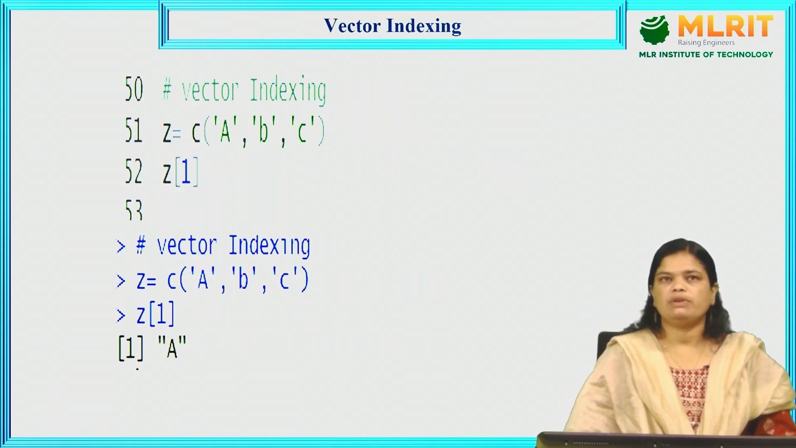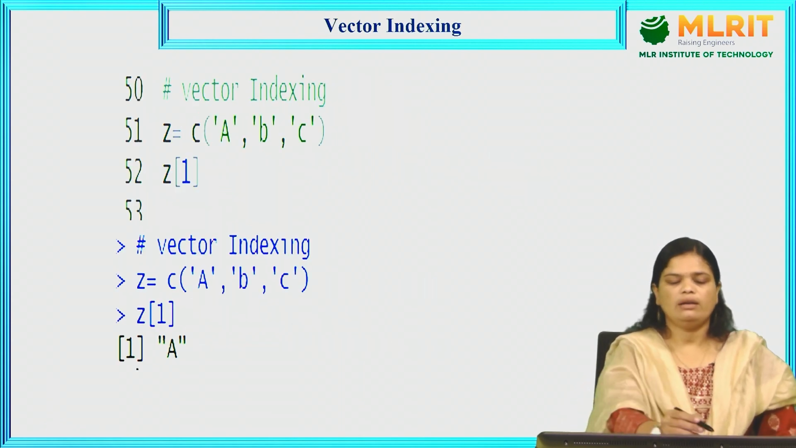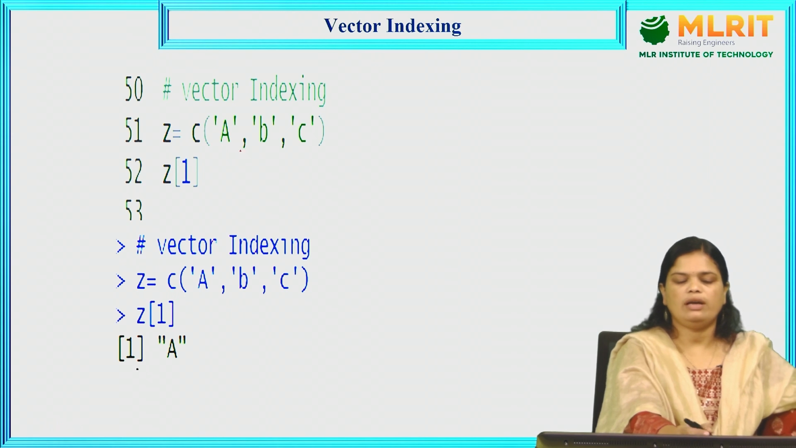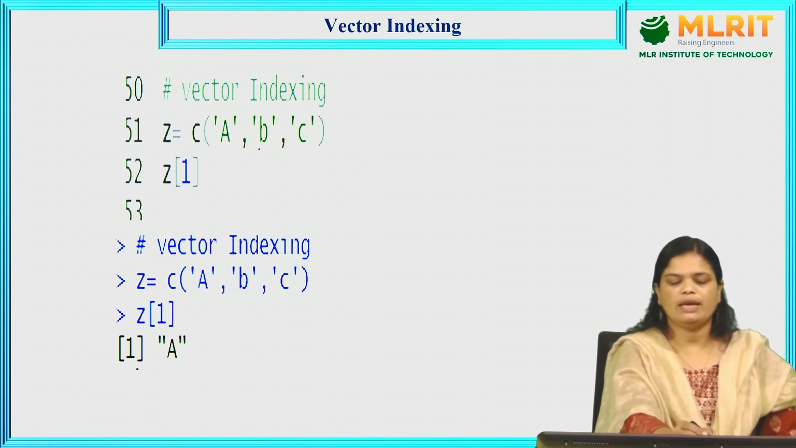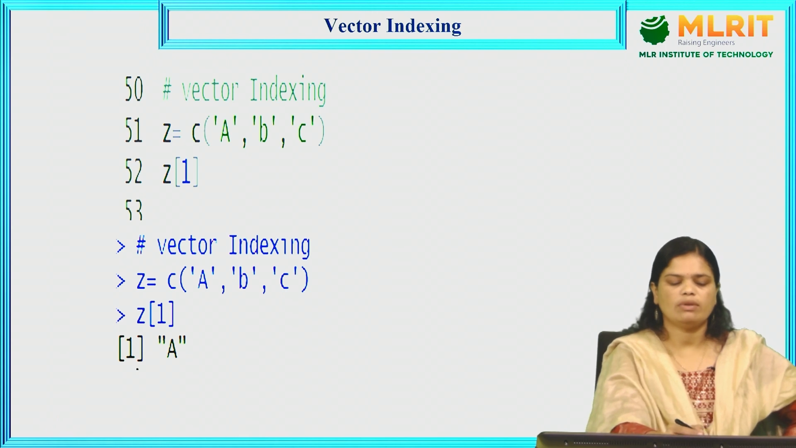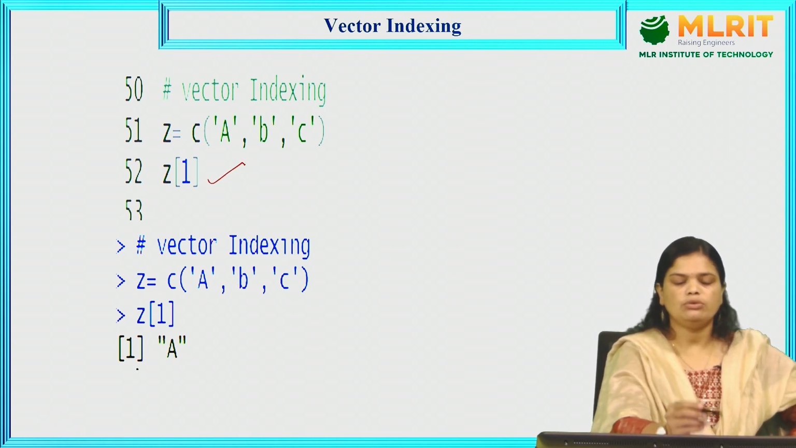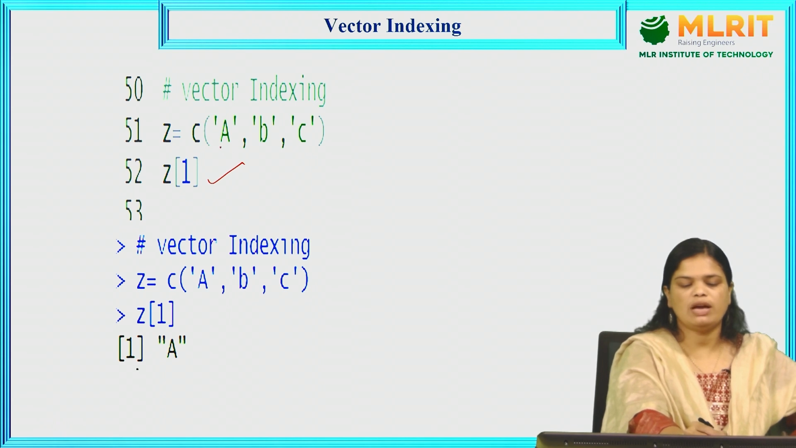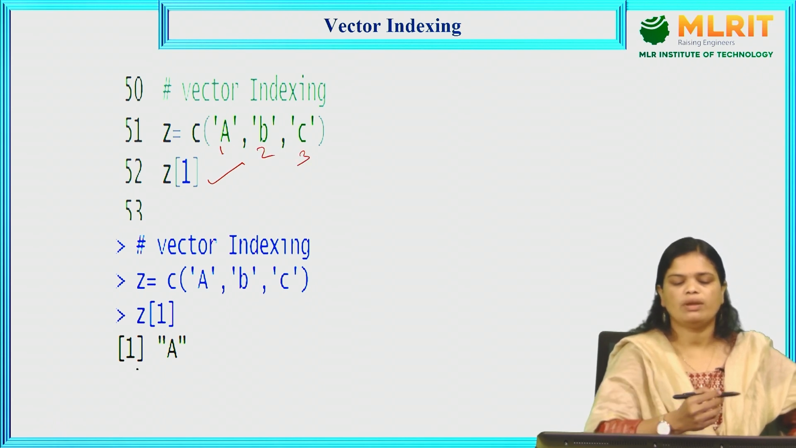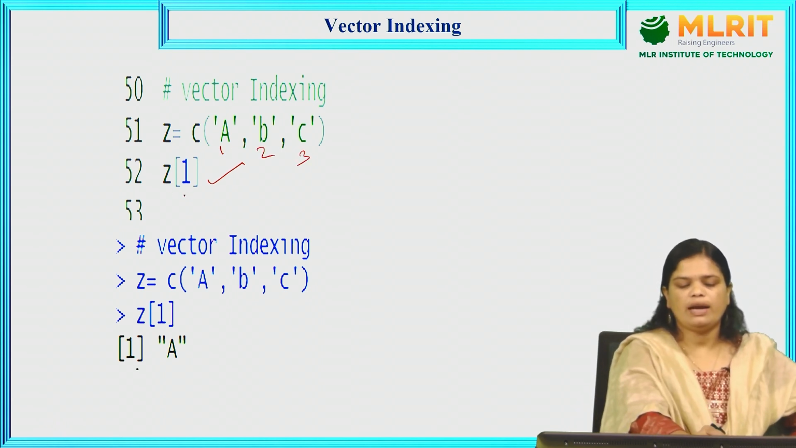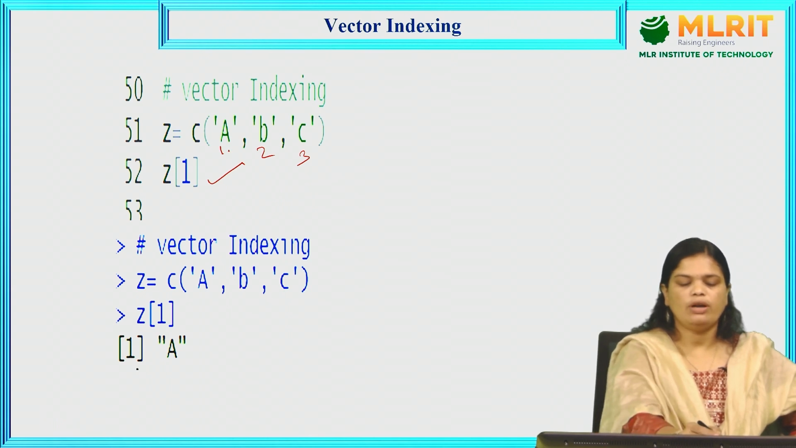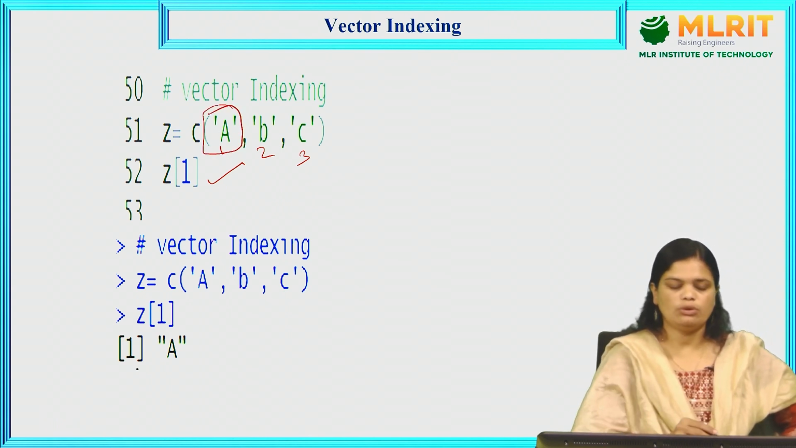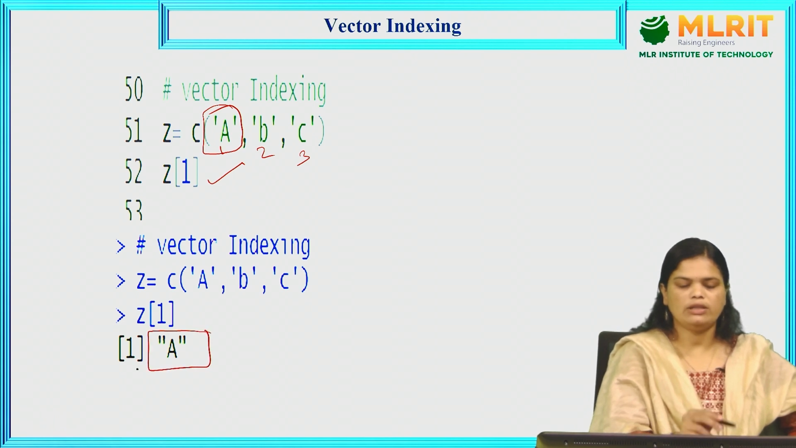Next topic is vector indexing. Here I have character values A, B and C. I am storing them in Z. When I try to view the output, the index value will start from 1, 2, 3. So, when I write Z of 1, whatever value we have stored in the first index, that is A, will be displayed in the output.